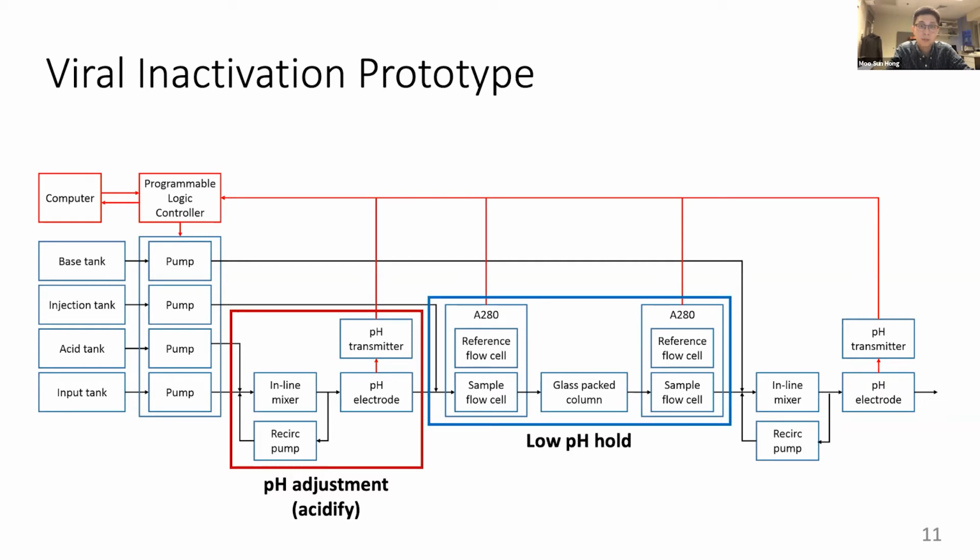Then the mixed stream flowed into a column packed with inert glass to incubate the low pH solution for sufficient time for Brown activation. An injection system was used to periodically inject UV transparent solution into the flow stream, and UV absorbance sensors were placed at the column inlet and outlet to measure the column transit. Then the pH of the fluid leaving the column was raised by mixing with base using a second mixing unit and pH electrode.